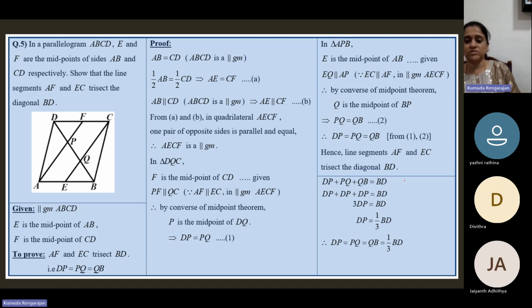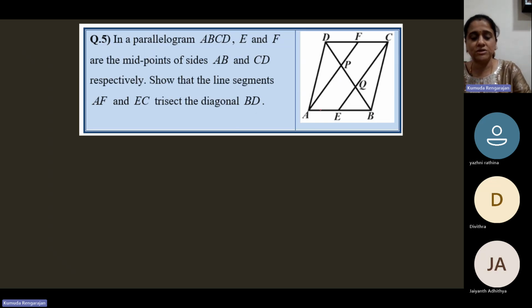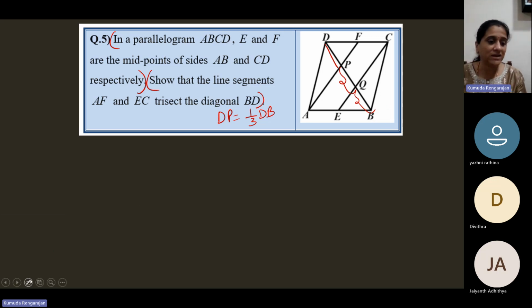Okay, so now coming to this part. Supposing for the same information, the question is: prove that DP is equal to 1/3 of DB. So instead of saying show that, this information will be given and prove that DP is equal to 1/3 of DB, or PQ is equal to 1/3 of DB, or QB is equal to 1/3 of DB. It's the same, no? Correct. Each one is 1/3 of the whole thing. So the question can be like this also.